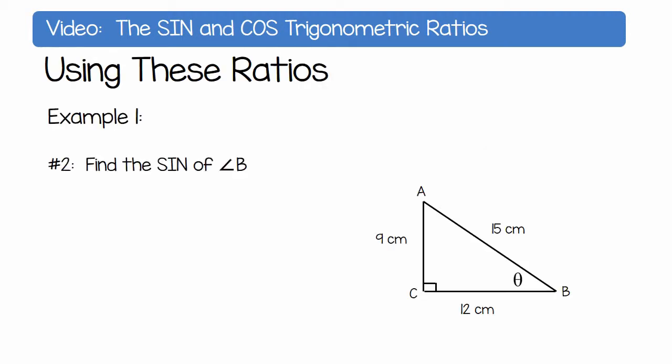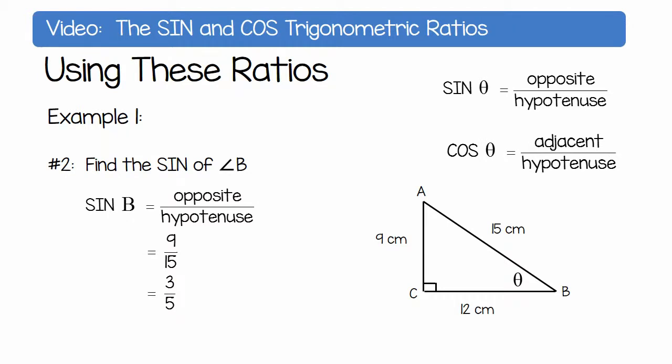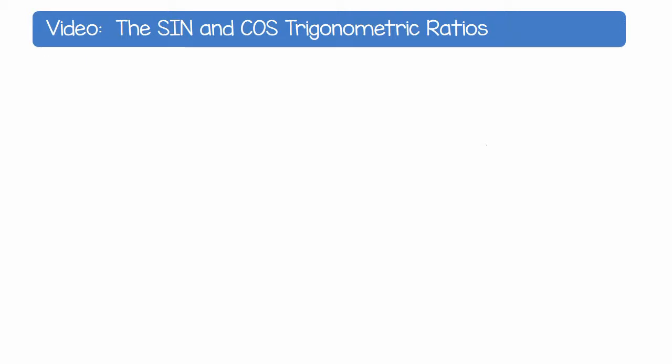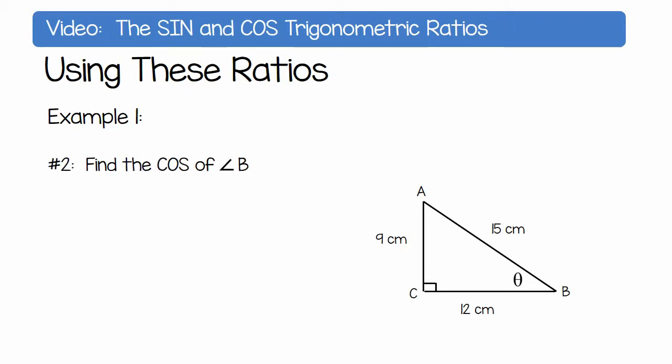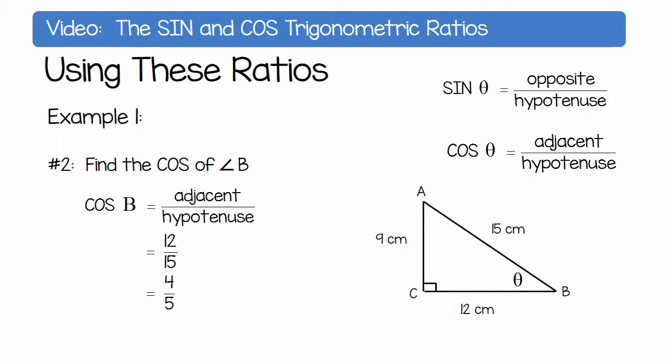From there, find the sine of angle B. Sine of B is opposite over hypotenuse. Opposite theta has a value of 9. The hypotenuse has a value of 15, which will give us, in lowest terms, the ratio 3/5. Find the cos of angle B. The cos of B is adjacent over hypotenuse. Adjacent is 12, hypotenuse is 15. In lowest terms, this would be 4/5.